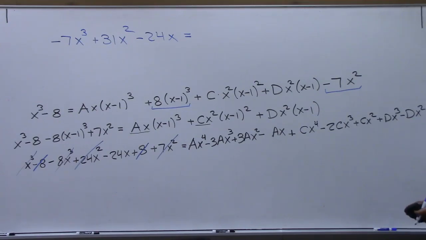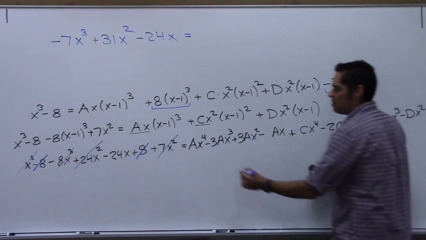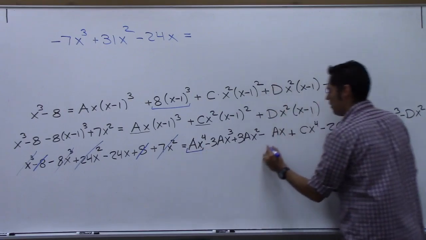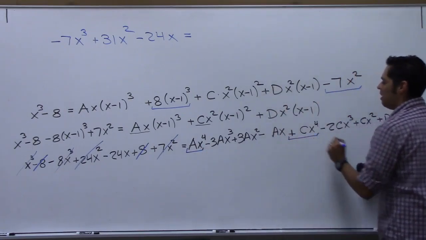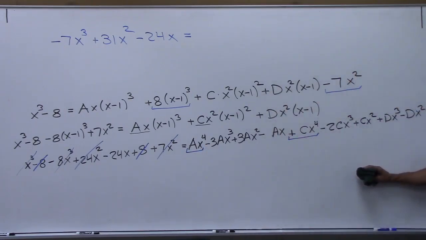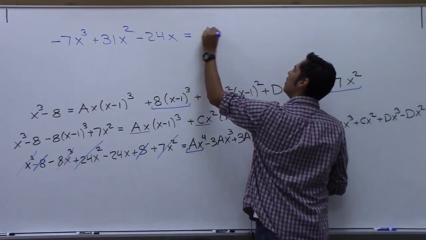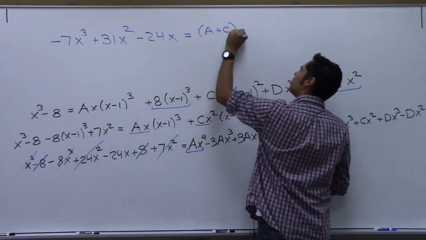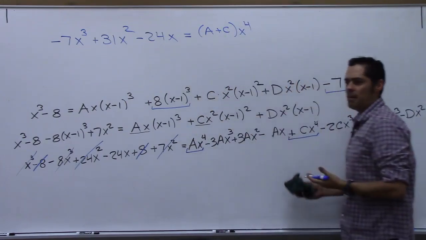All right, now let's do all the fourth power stuff, which is just this one, right? So C and A. Can I do this? A plus C, x to the fourth. All right, so it's starting to come together, right?